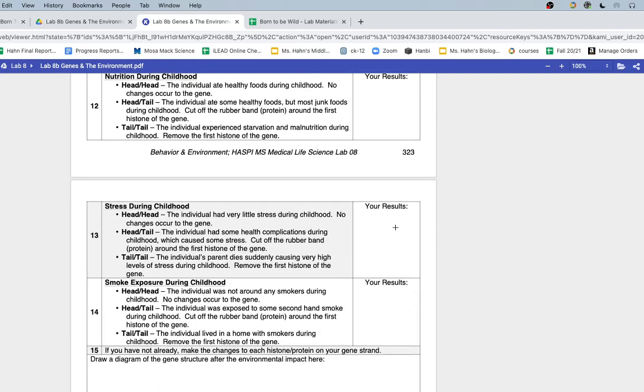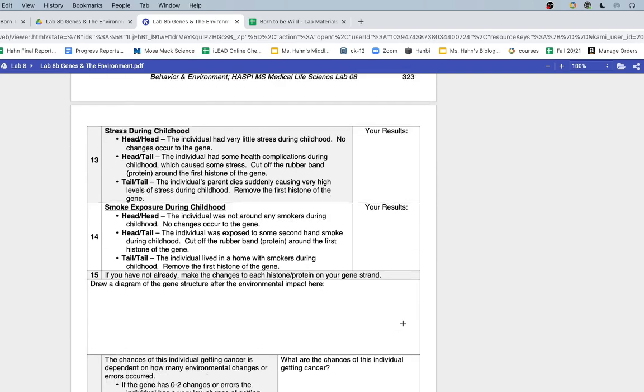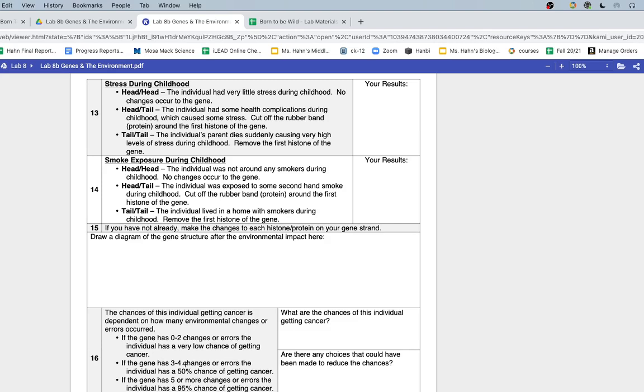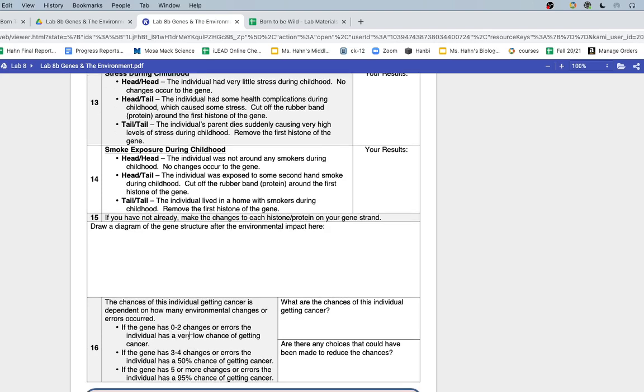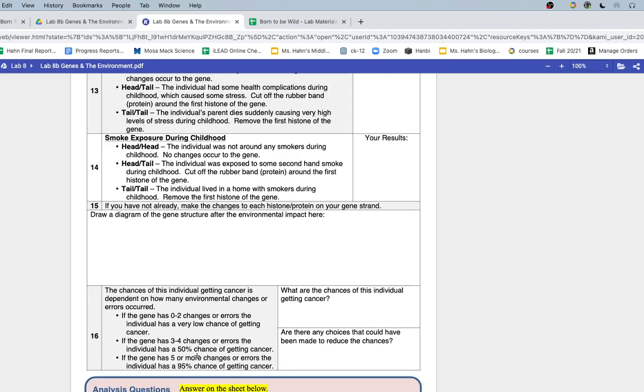Okay, and so remember, the more changes that you have, if there's 0 to 2 changes or errors, the individual has a very low chance of getting cancer because the gene is still going to be on. But if you have 3 to 4 changes, you have a higher chance. 5 changes, it's going to affect the gene expression more. The gene is still there, but the fact that the histone is missing or the protein is missing is going to affect whether it turns on or off.